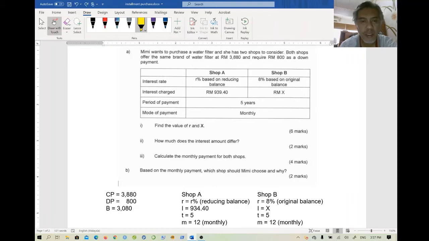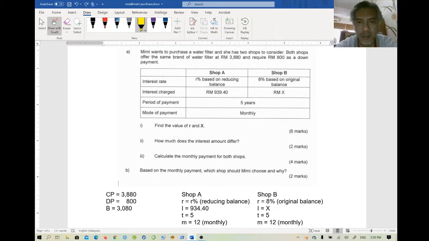One of the methods is based on the original balance, and the other one is based on reducing balance. Kalau dalam bahasa Malaysia kita panggil sama ada berdasarkan baki asas ataupun berdasarkan baki semasa ataupun baki berkurangan. So those are the two methods that we have discussed in class respective to the topic of installment purchase.